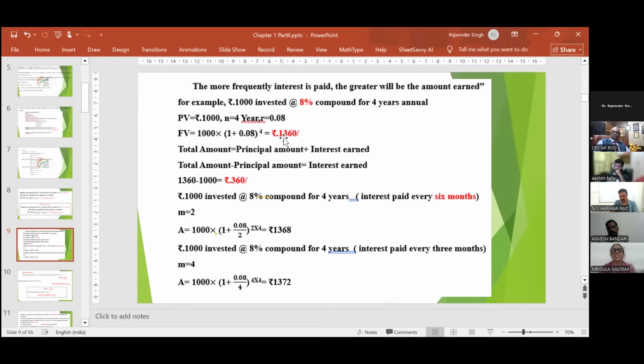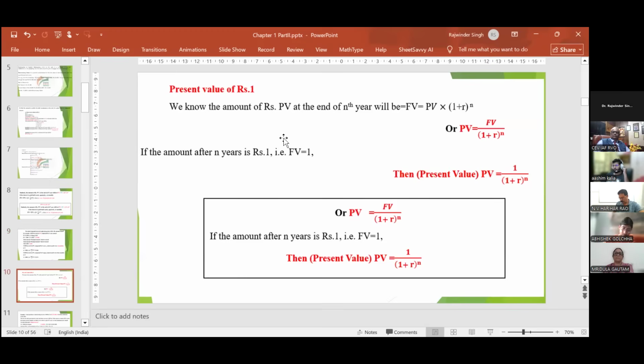FV divided by 1 plus r raised to power n, so it is in the denominator. 1,360 divided by 1 plus 0.08 raised to power 4. This is the present value. If you have to calculate present value, it will be equal to FV divided by 1 plus r raised to power n. Clear? Any doubt in these two formulas?